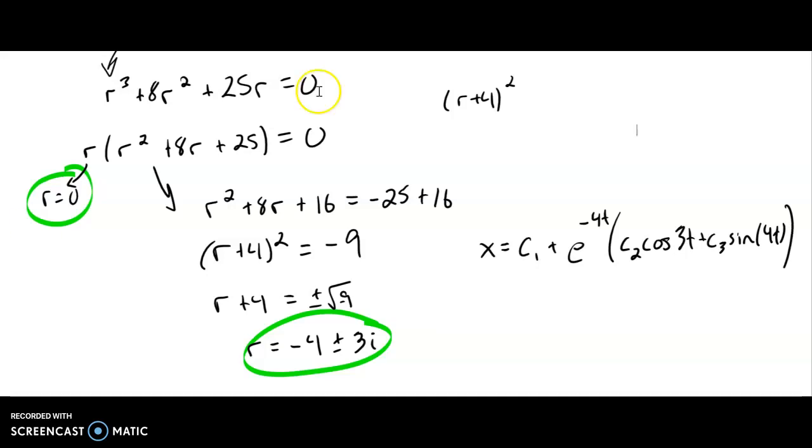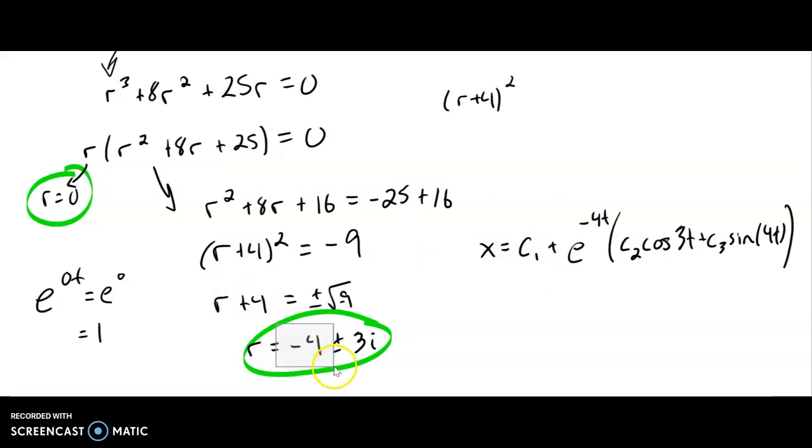So let's talk about where these come from. All right, r equals 0. That's the one that gives me this. If I had r equals 7, I would do e to the 7t times the c1. But I don't have a 7. I got e to the 0t. E to the 0t is the same as e to the 0, which is just 1. So that's why this one gets a c1 with no e to the in it.